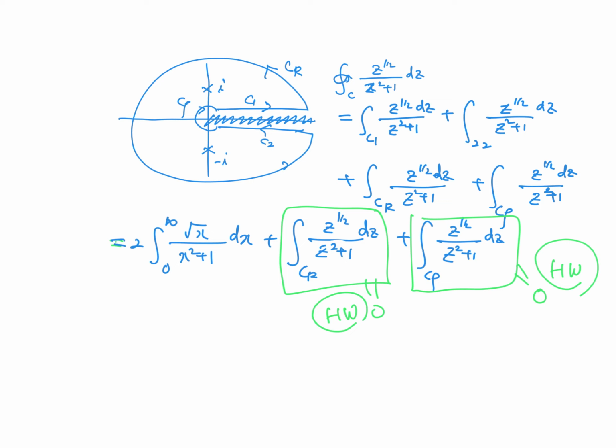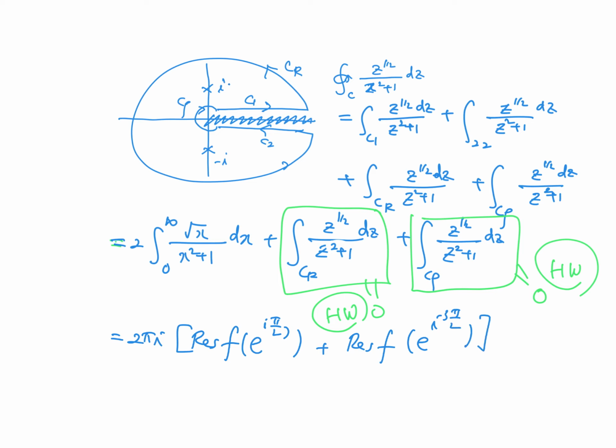Then the answer is 2 pi i times the residue of f at exponential i pi over 2, plus the residue of f at exponential i 3 pi over 2, right? So this point is i, which is exponential i pi over 2, and this is exponential i 3 pi over 2. So f(z) is simply z to the 1/2 over z squared plus 1.